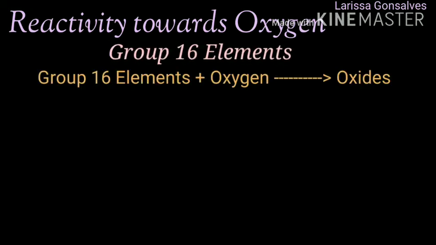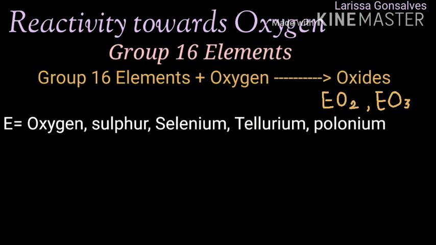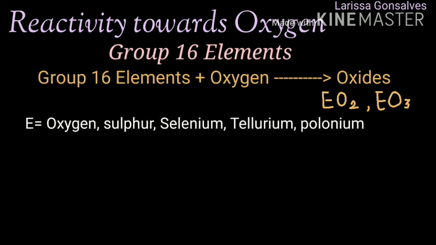Next topic is reactivity towards oxygen. Group 16 elements form oxides of the type EO2 and EO3, where E is oxygen, sulfur, selenium, tellurium, and polonium. First, we will study the EO2 type of oxides.